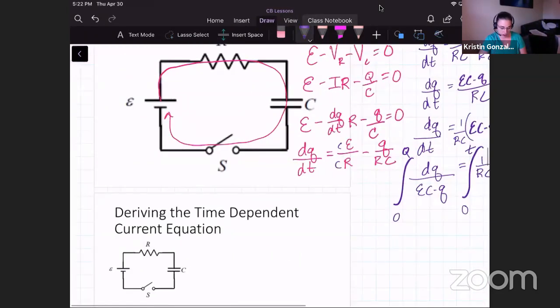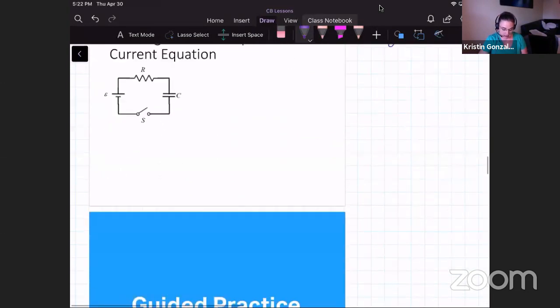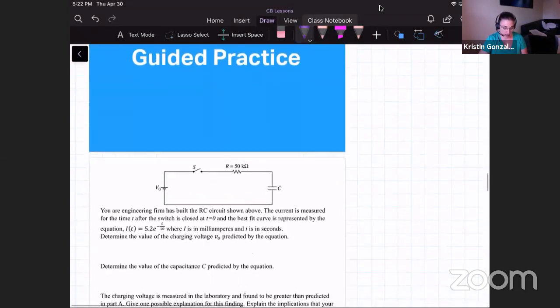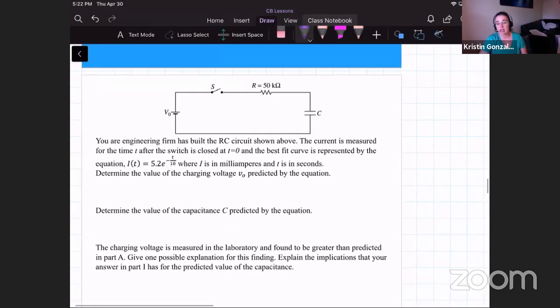Maybe you're given the equation and you're asked to explain what is going on, or maybe you're given a graph and asked to create a circuit of what that graph could look like. So it is important to know that derivation. Even this year, you won't be typing that in the problem, but you can absolutely be applying it.